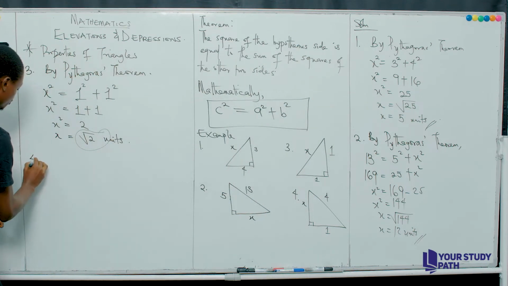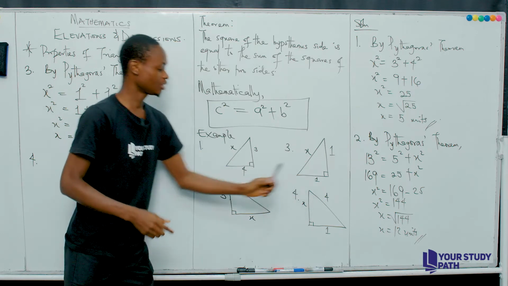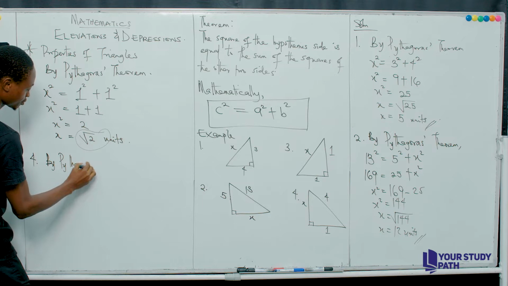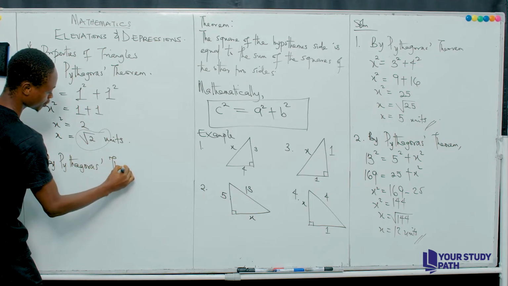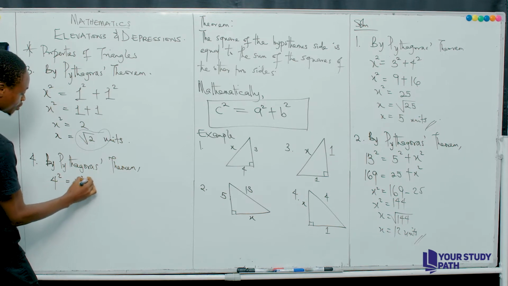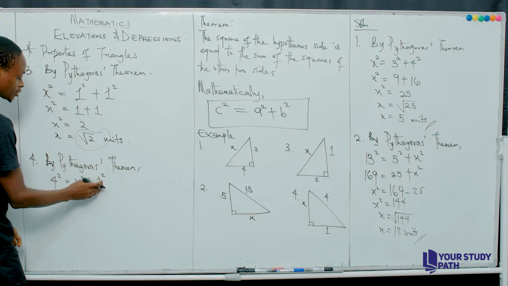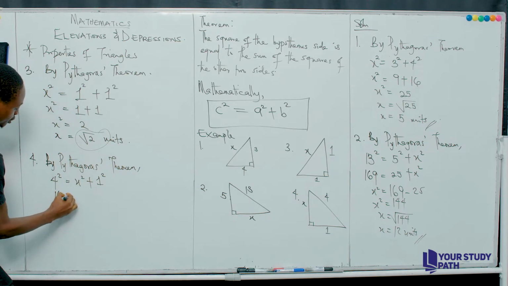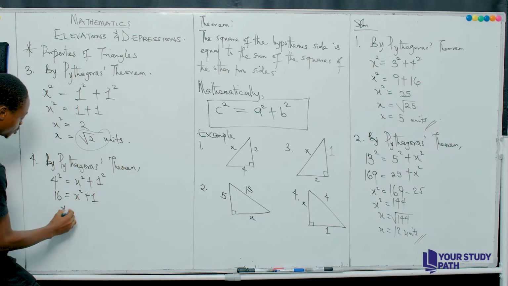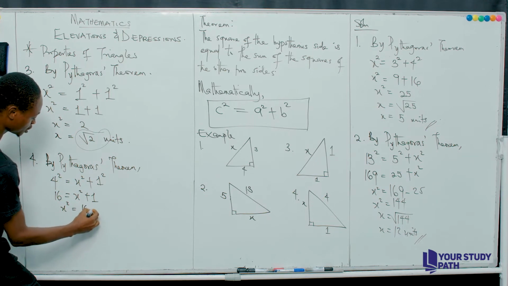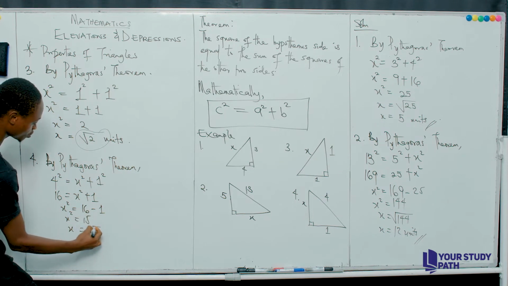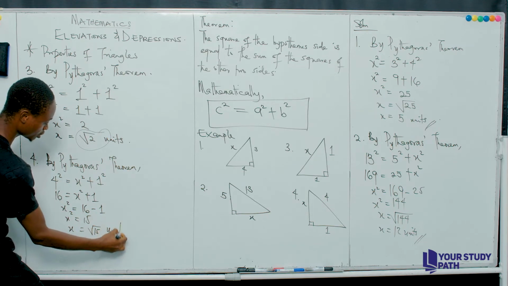For the 4th example, we also have this here. In this case, by Pythagoras theorem, we'll have 4 squared equal to x squared plus 1 squared. And then this would mean that 16 is equal to x squared plus 1. So let's make x squared the subject of the formula. We'll have x squared equal to 16 minus 1. x squared will be equal to 15. So x can be equal to the square root of 15 units.